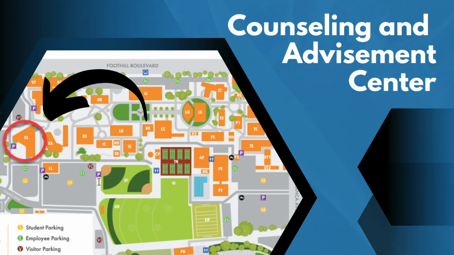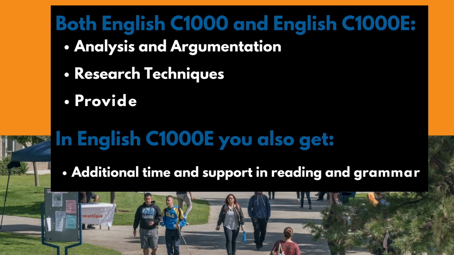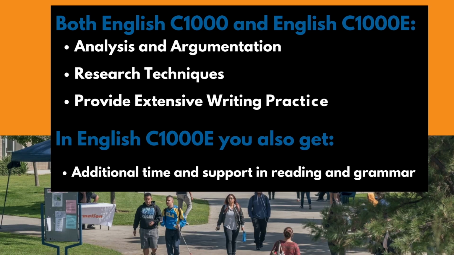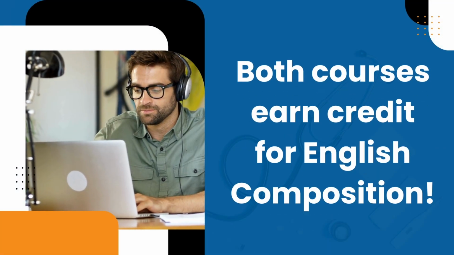qualify for. The two courses are virtually the same. They will review college-level analysis and argumentation, research techniques, and provide extensive writing practice based on readings. The biggest difference is that English C1000E will provide additional support for reading and grammar. The course is one extra unit, which means you will have a little more classroom time and more support from your professor. At the end of both courses, you will earn credit for English composition.